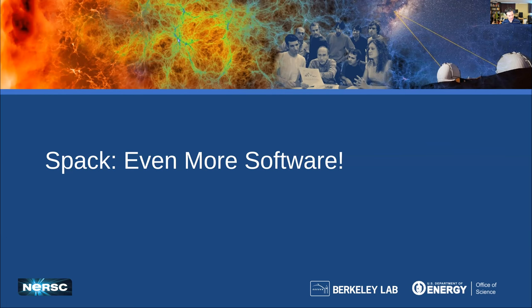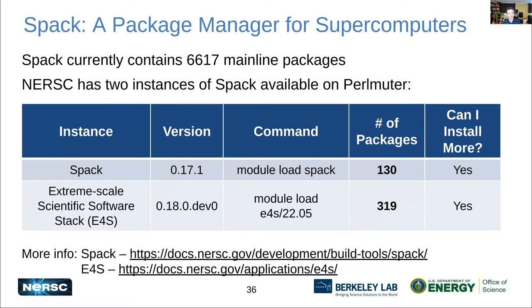So in the last section here, I want to talk a little bit about Spack. Spack is sort of another source of software available on Perlmutter. You can see there's kind of two Spack locations. One is the E4S software stack that has 319 Spack packages. The other one is the sort of vanilla Spack, which has 130 Spack packages.